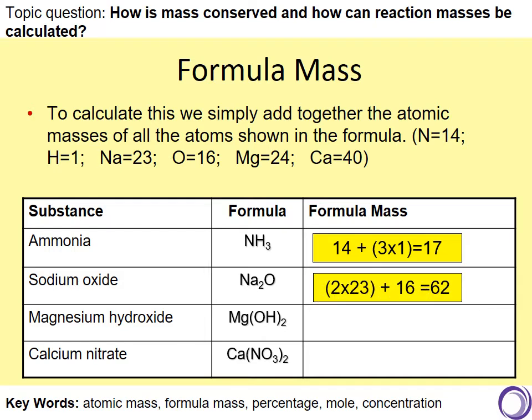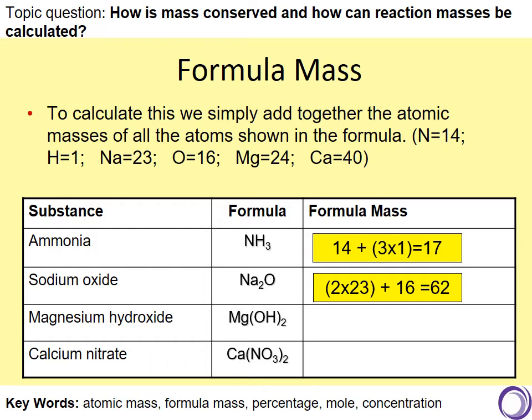We can do the same for sodium oxide. So in this case we have 2 sodium atoms, so that's 2 times 23, and we have 1 oxygen, which is 16. So we add 2 times 23 plus 16, we get an answer of 62.